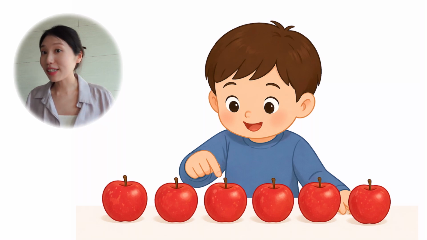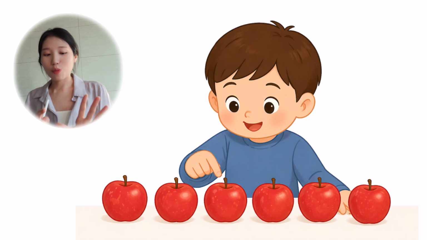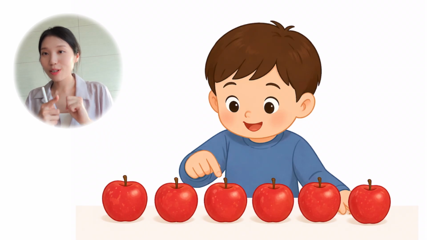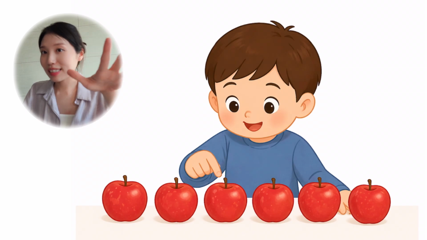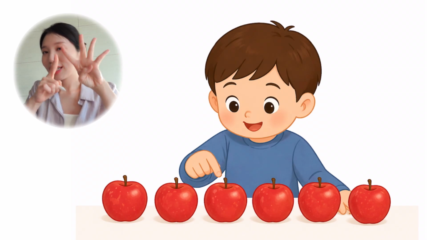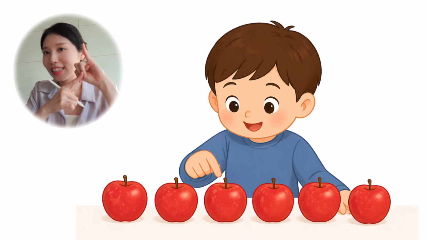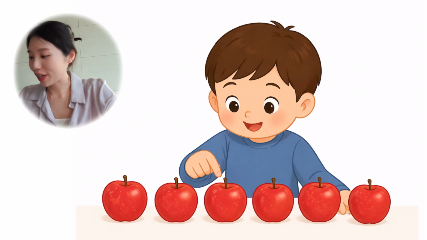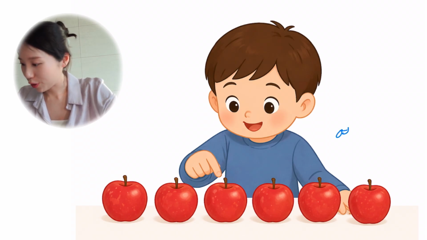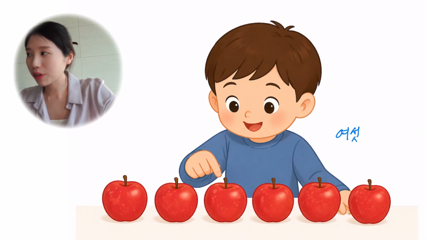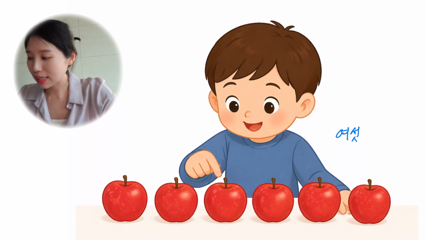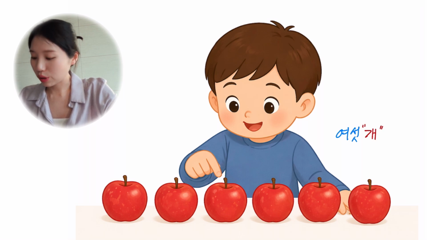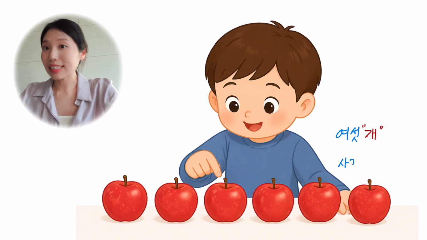And he said, there are 6 apples. When we count something directly, we use native Korean numbers, right? And 6 in native Korean numbers: 하나, 둘, 셋, 넷, 다섯, 여섯. So, 여섯. And the unit of apple, not specifically apple, when you count some items, this is the general unit, it's 개. So, 사과 6개 is 6 apples.